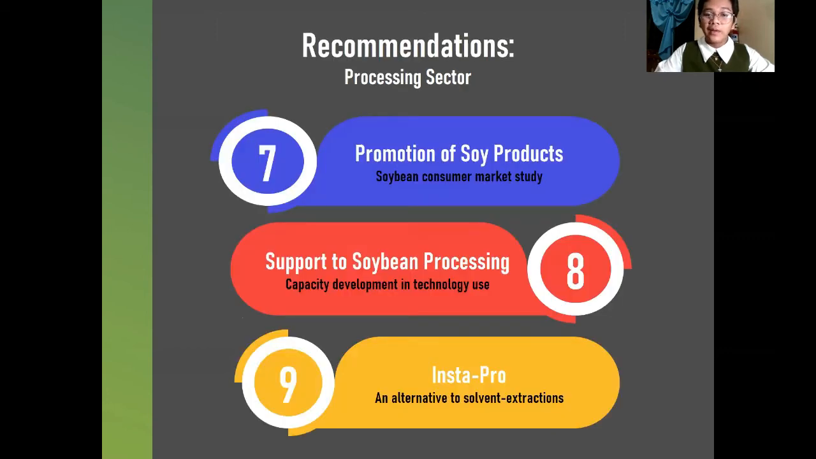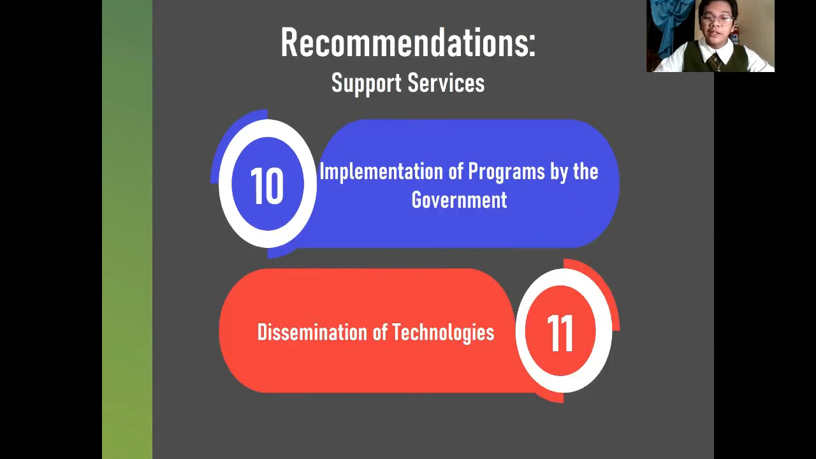For number seven, we have the promotion of soy products. A soybean consumer market study is needed. Number eight, support to soybean processing, capacity development in technology use. Number nine, for InstaPro, an alternative to solvent extraction. For the support services, we have implementation of programs by the government, existing and future plans. Number 11, dissemination of technologies.